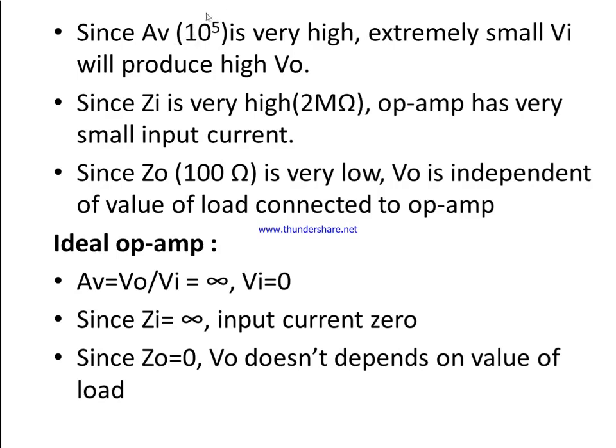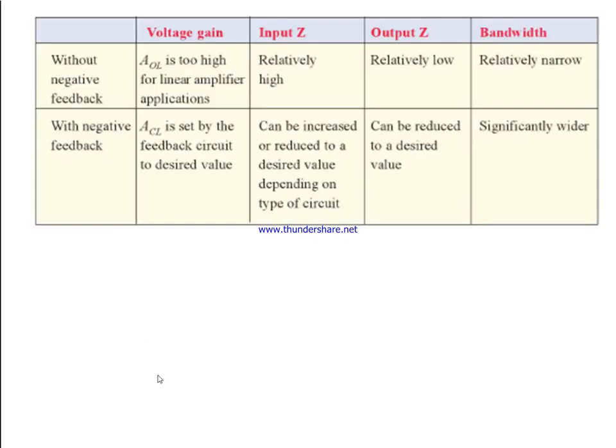So in a practical op-amp, the gain is very high, 10 raised to 5. Input impedance is very high, 2 mega ohm, and output impedance is low, around 100 ohm. But when it comes to an ideal op-amp, the gain is infinity, Zi is infinity, and Zo will be 0. Okay, so this is a comparison of op-amp with feedback and without feedback.